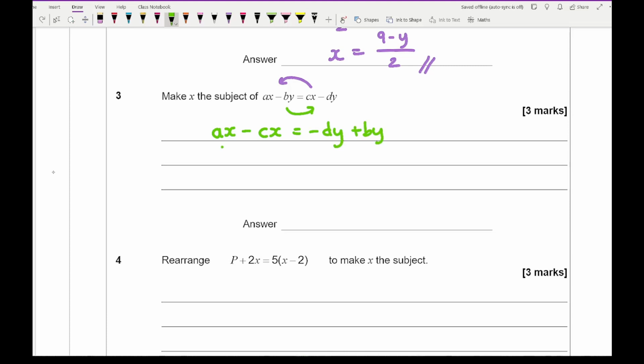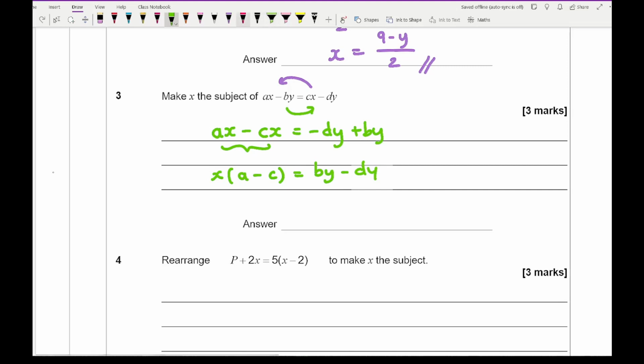Then from this, what I want to do is factorize these two things. So I can take x out, so that becomes a minus c. And again, you can flip these two things around as long as the dy is negative and the by is positive. So if I just flip those two, it's not essential. I could have left it as it is. But in mathematics, they tend to like things starting with a positive rather than starting with a negative where possible.